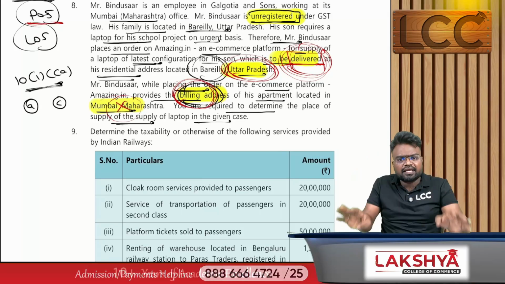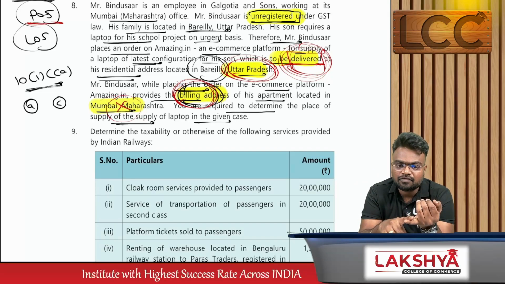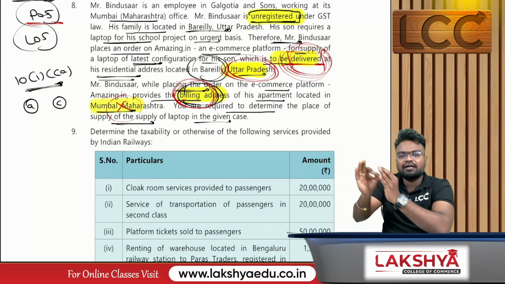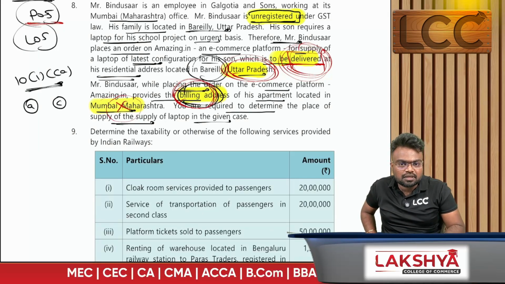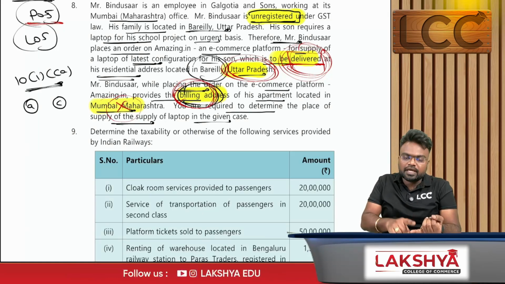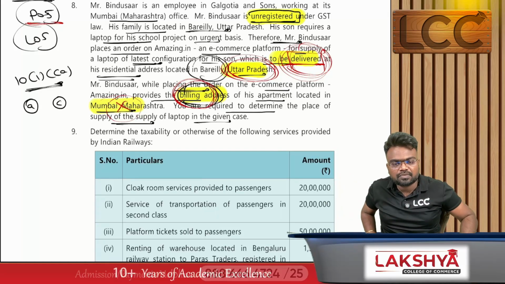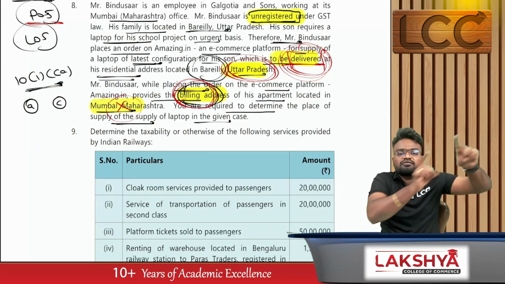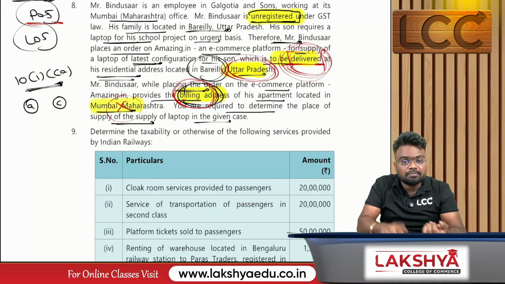Keeping everything in a simple format, 10.1 CA is applicable only in case of goods supplied to an unregistered person. So if goods are supplied to an unregistered person, what is the place of supply? If the location of the recipient is available, then the location of the recipient is the place of supply. If unavailable, the location of the supplier is the place of supply. Clear?